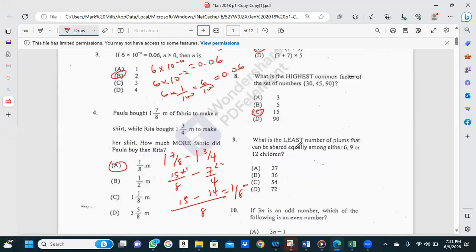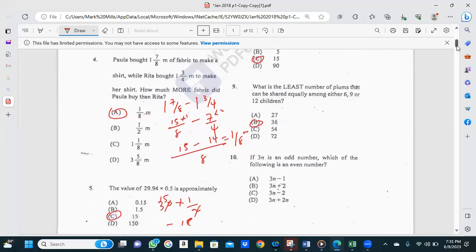Number 9. What is the least number of plums that can be shared equally between 6, 9, and 12? 36. Thank you. Because all these numbers can go into 36 with no remainder. So 36. Good. All right.